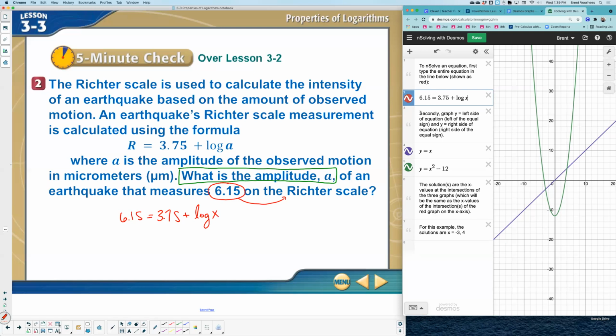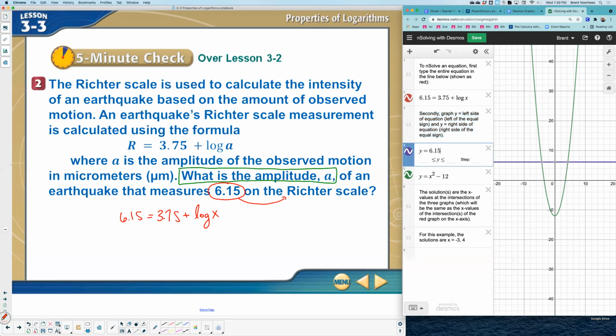After you type that in, this says, secondly, graph y equals the left side of equation. And I added a little parentheses to make sure you understand what I mean. The left of the equal sign. And y equals the right side of equation, which means the right side of the equal sign. So what is on the left side of my equal sign? 6.15, 6.15. So this says graph y equals the left side. So y equals, just remove that x and put 6.15.